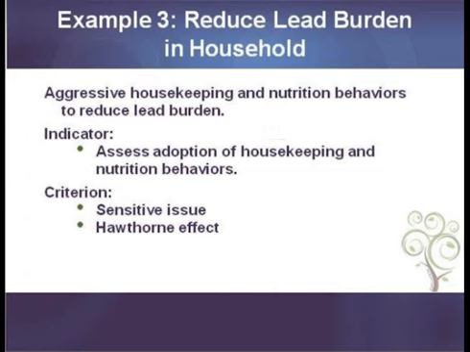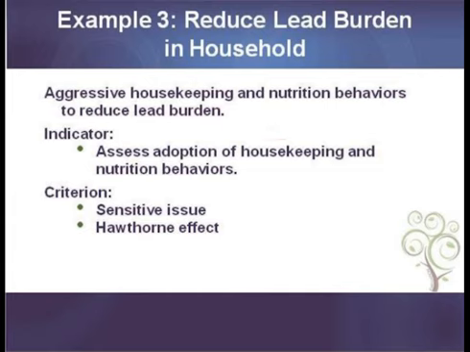In the third example, we have many, many ways of trying to reduce the lead burden in households that have lead-poisoned kids. One of the ways we try increasingly is to get the householder to adopt fairly aggressive housekeeping and nutrition behaviors, eating iron-rich foods, particularly greens, spinach, etc., and adopting this very aggressive discipline of keeping the dust levels down in the house, and vacuuming the house often, using a special cleaning solution.